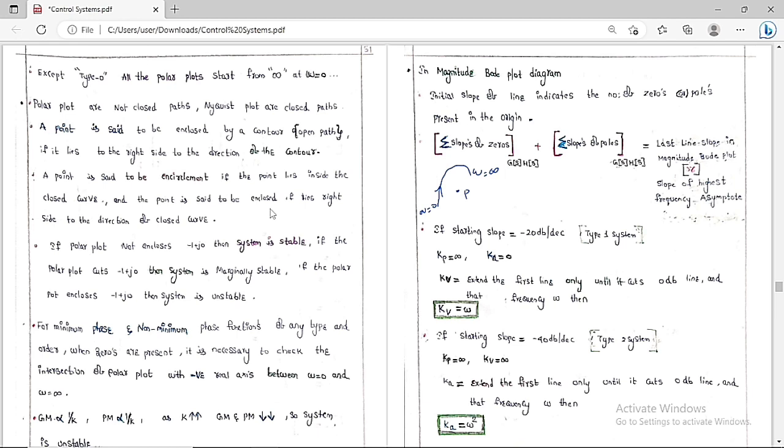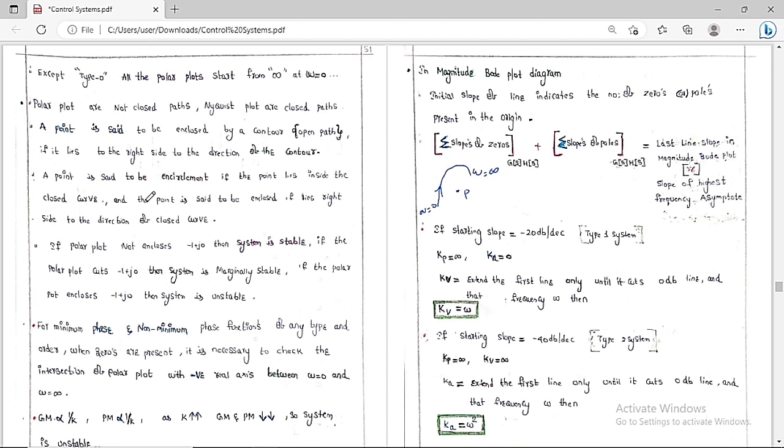So a point is said to be enclosed by a contour or open path if it lies to the right side of the direction of the contour. You can see clearly. Suppose this is some polar plot from omega equal to 0 to omega equal to infinity. This is the direction of the increasing value of omega. Now this is the point P. This point P is to the right side of this contour. Therefore we can say this point is enclosed by this contour, since it lies to the right side of the direction of the contour.